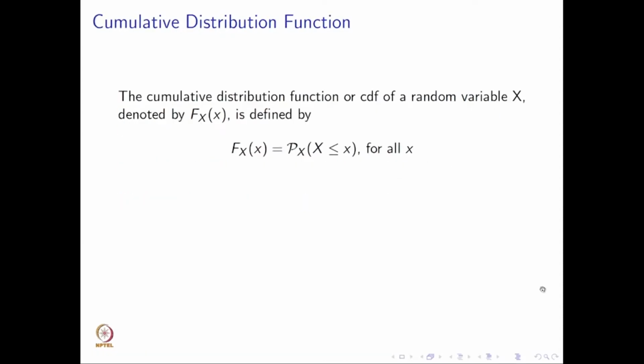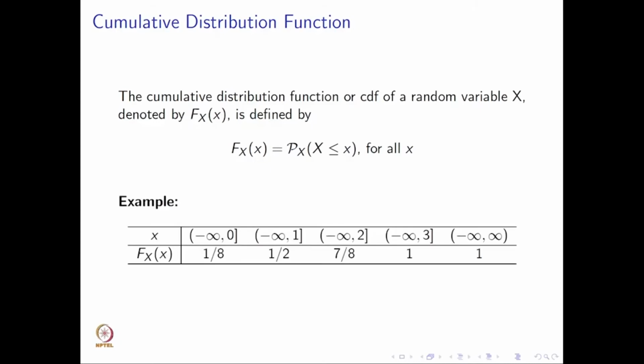The cumulative distribution function, or CDF, of a random variable X, denoted by F_X(x), is defined by F_X(x) equals the probability of the random variable taking on a value less than or equal to x, for all values of x. For example, going back to the previous random variable, which counts the number of heads observed in 3 tosses of a fair coin, the following table shows the intervals corresponding to the different values of the random variable X along with the corresponding values of the cumulative distribution function.